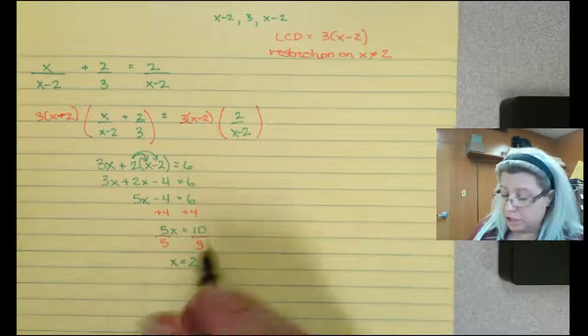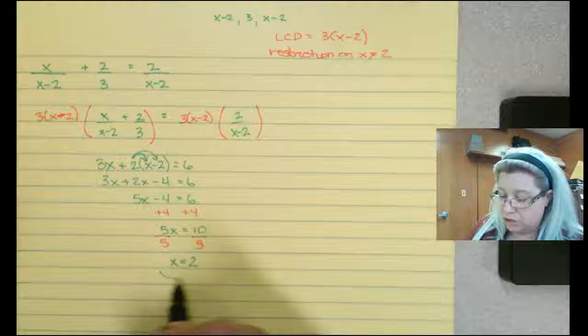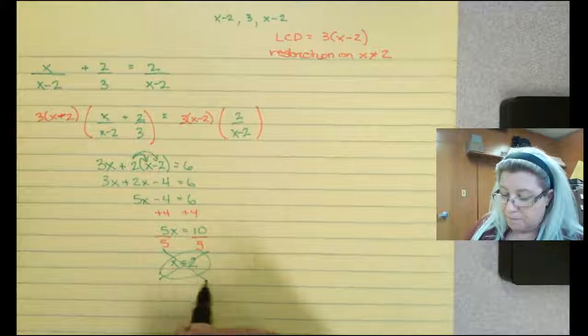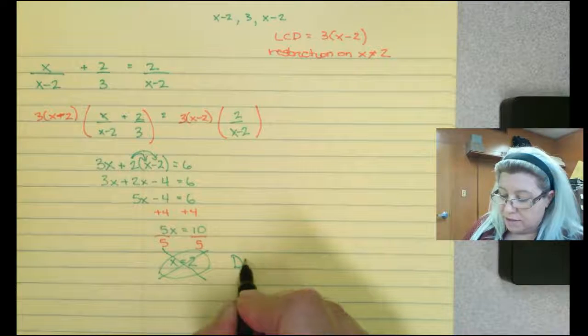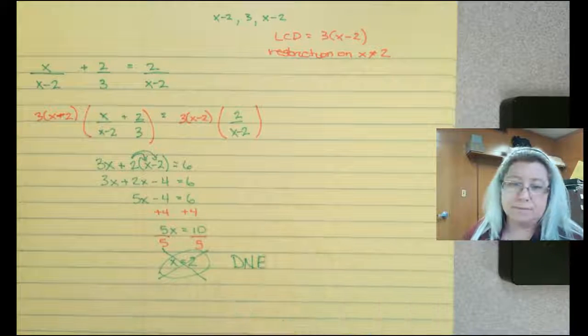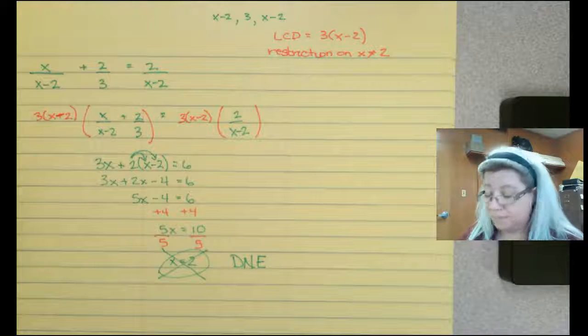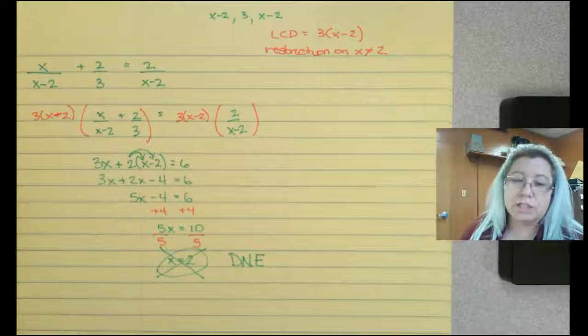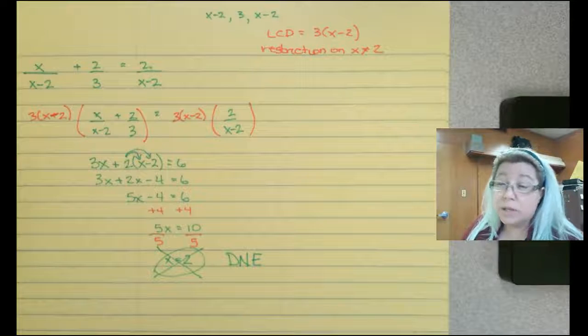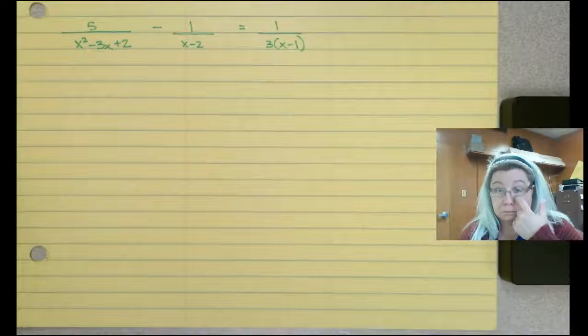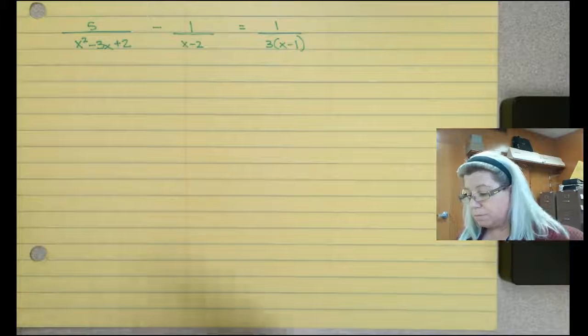When there is a restriction and we have met that restriction, our answer does not exist. Since we hit that restriction, we're going to say DNE, does not exist. There's no solution to this problem, at least not in the real realm. All right, let's work through another problem.